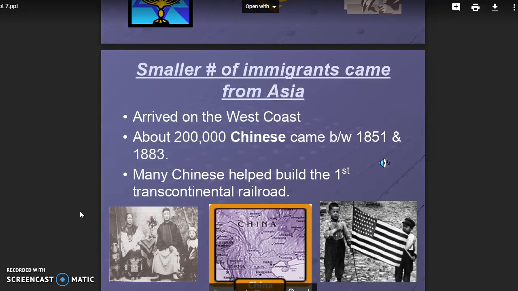So it wasn't only Eastern Europe that the immigrants had come from, because if you take a look at this slide, a smaller number of immigrants came from Asia. As you know, we already discussed the Chinese Exclusion Act. Number 3 is asking you how many people came from Asia and what did they help build. You should already be able to answer that they helped build the railroad, specifically the Transcontinental Railroad. Also for question number 3, it's asking how many Asians came. You can say about 200,000 Chinese came.